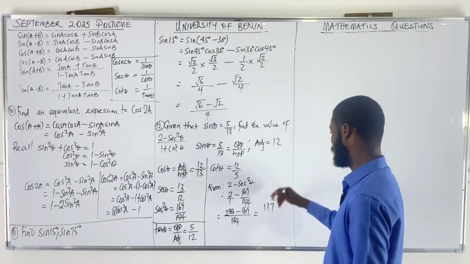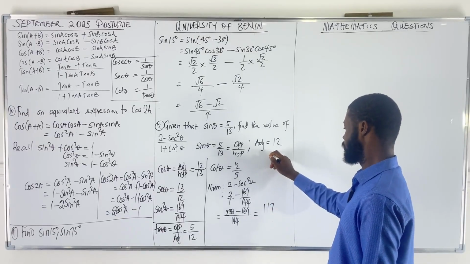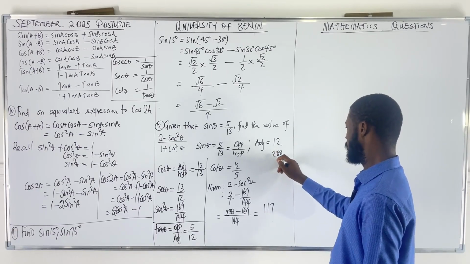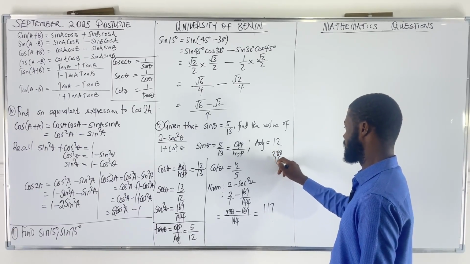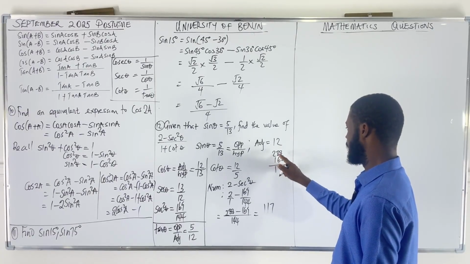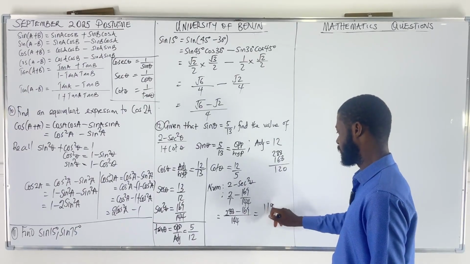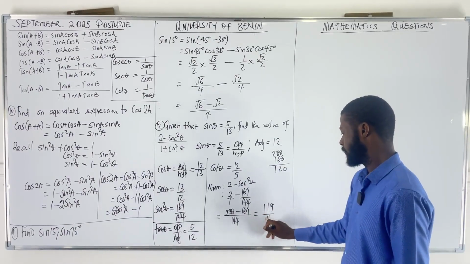Okay, let me just do it. Or 119, around that range. So this is 288 over, okay, minus 168. Let me do it like this first of all. So this will be 120. So yeah, it's 119 divided by 144.